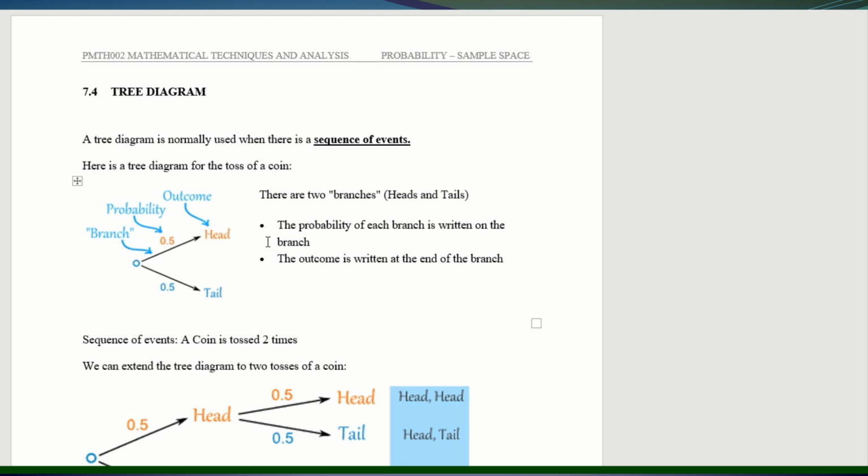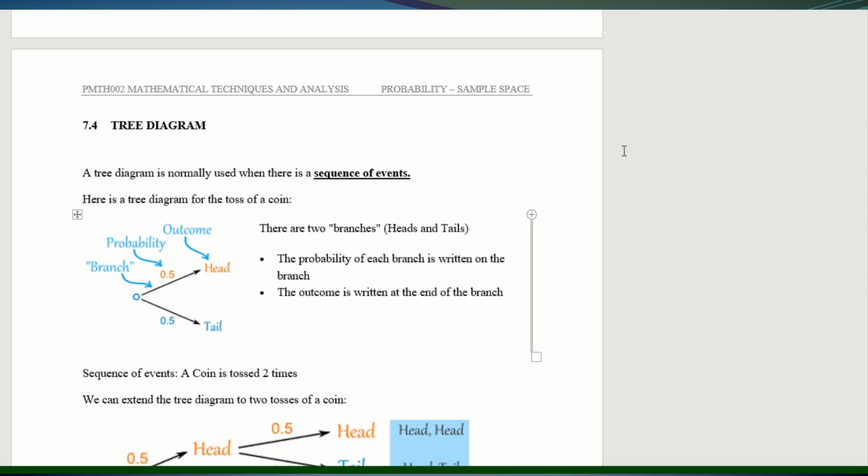All right, so there are two branches. One is head, one is tail. The probability of each branch is written on the branch here. This is what it means. The outcome is written at the end. So why is it 0.5? Because it's a half and half chance when you toss the coin. So this is when you do it once.